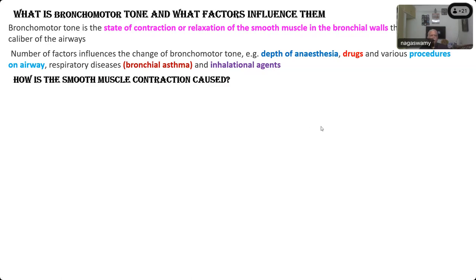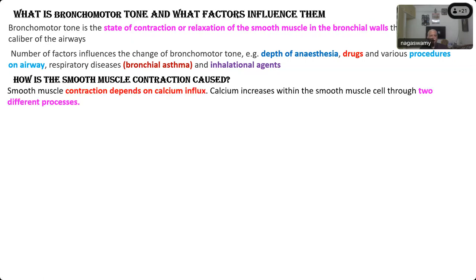So how is the smooth muscle contraction caused? What is the mechanism by which smooth muscle contraction occurs, not only at the respiratory tract level but anywhere in the body? Which ion is very important for smooth muscle contraction? Calcium. Unlike the sodium and potassium exchange in all other cell membranes, it is calcium which is very, very important for smooth muscle contraction.